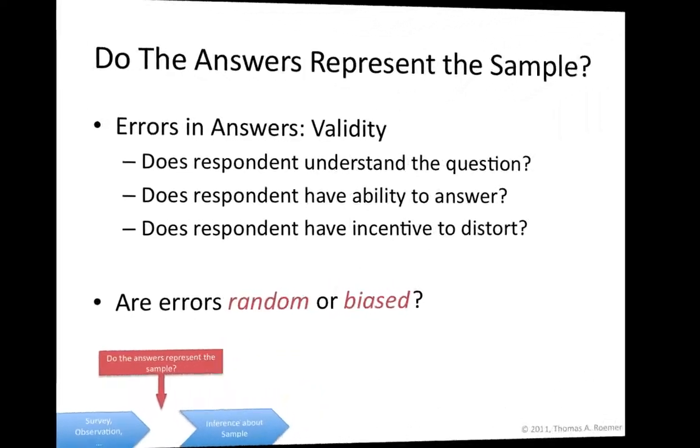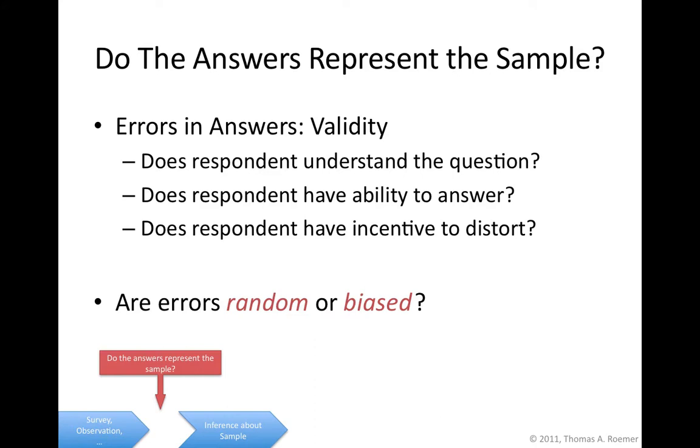Now let's talk about the first type of error. Do the answers represent the sample? In surveys, we sometimes have errors in the answers, which is called the validity. Some questions to ask are, does the respondent understand the question? Does the respondent have the ability to answer? Does the respondent have an incentive to distort the answer?